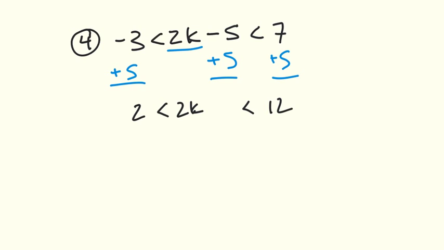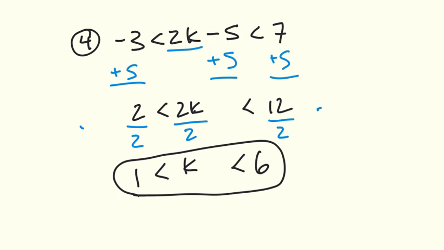Next, we want to get the k by itself. We want to isolate the k by dividing by 2. So we're going to divide by 2 on both sides. When we say both sides of the inequality over here and both sides of the inequality over here, you're solving two inequalities at the same time. So 2 divided by 2 is 1, less than k, less than 6. So k is going to be bigger than 1 and less than 6.